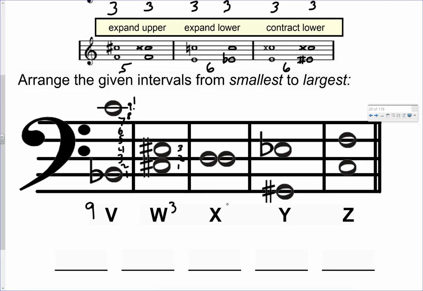Interval X, that's pretty easy. That's a P for prime. Interval Y and interval Z. Once I have my generic quantity, it's very easy for me to decipher which interval is the smallest and which interval is the largest. So we have to arrange them from smallest to largest. So in this first blank would be, hopefully you said X.